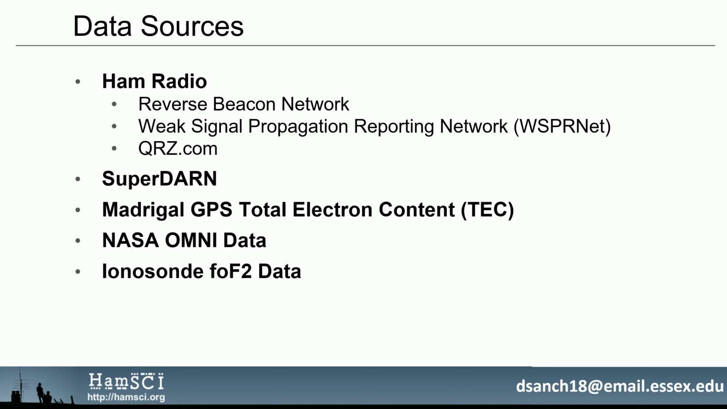The Super Dual Auroral Radar Network, which is a network that consists of more than 30 low-power HF radars that look into Earth's upper atmosphere beginning at mid-latitudes and extending into the polar regions. The Madrigal GPS total electron content, NASA OMNI data, and ionosonde foF2 data from the Boulder and Juliusruh ionosondes.